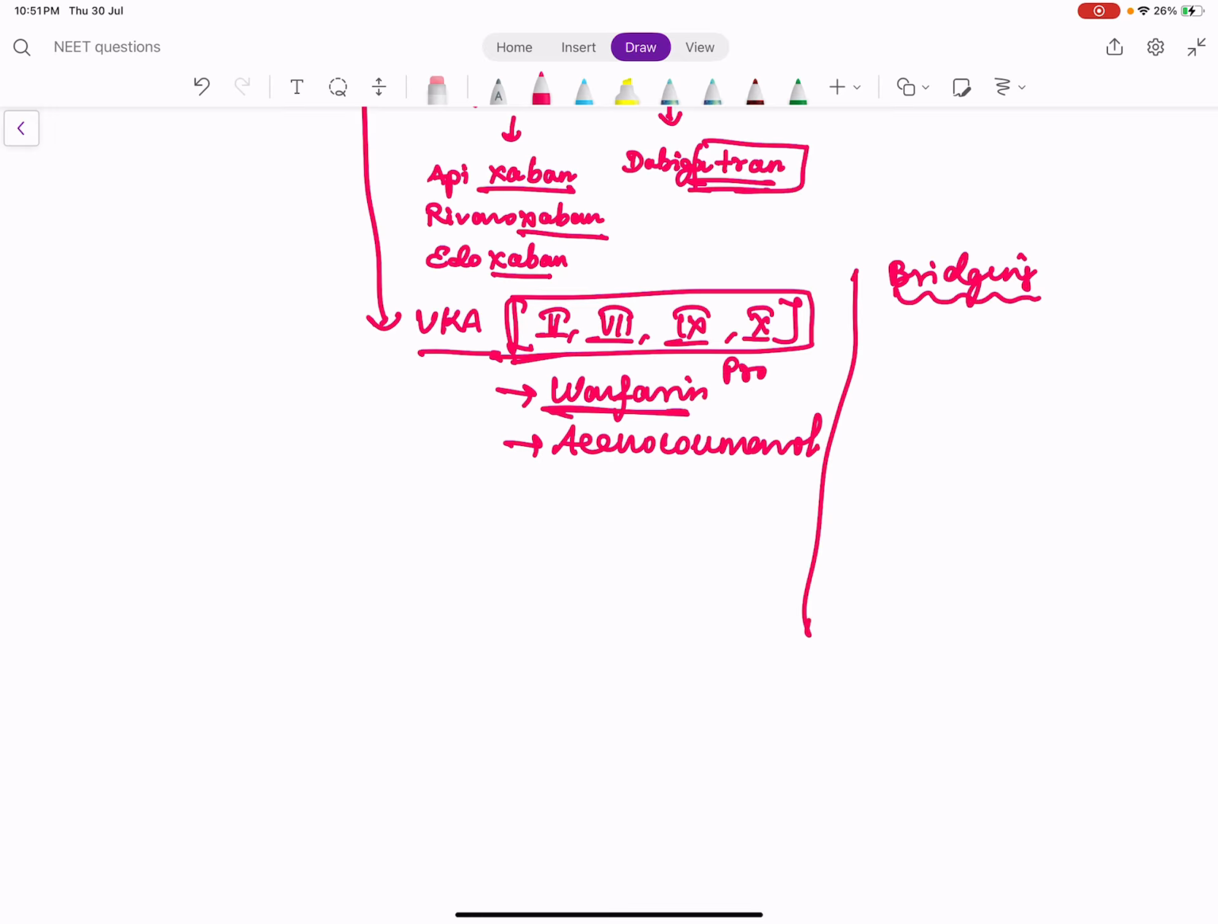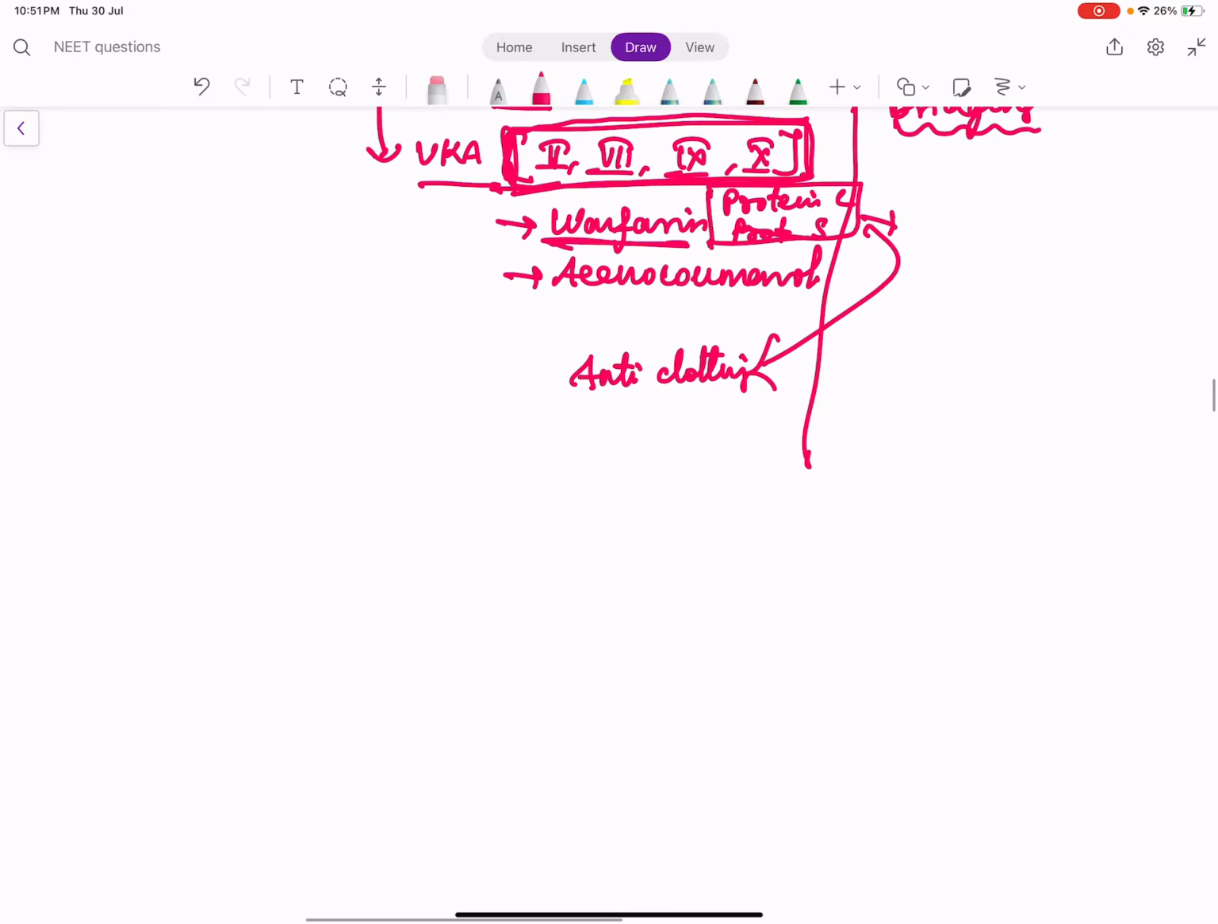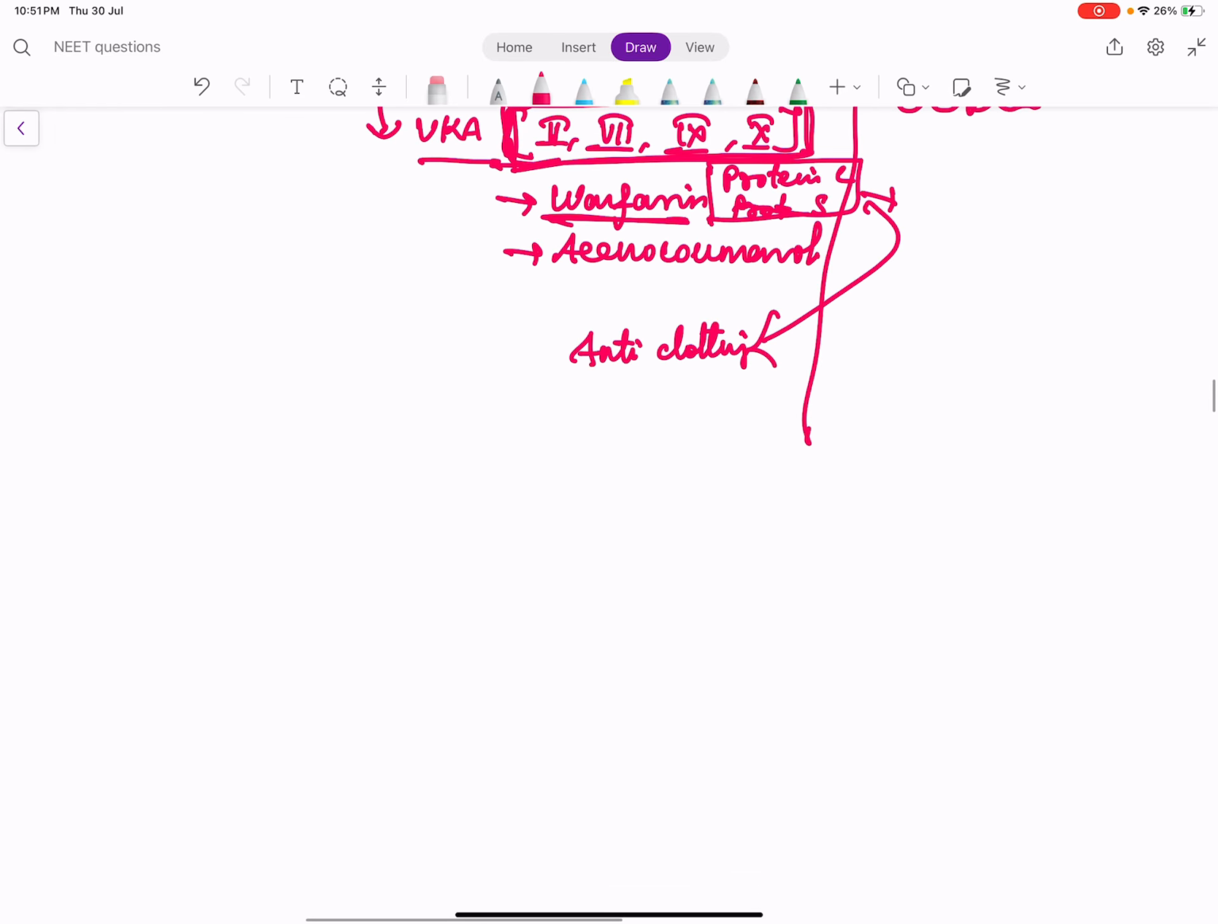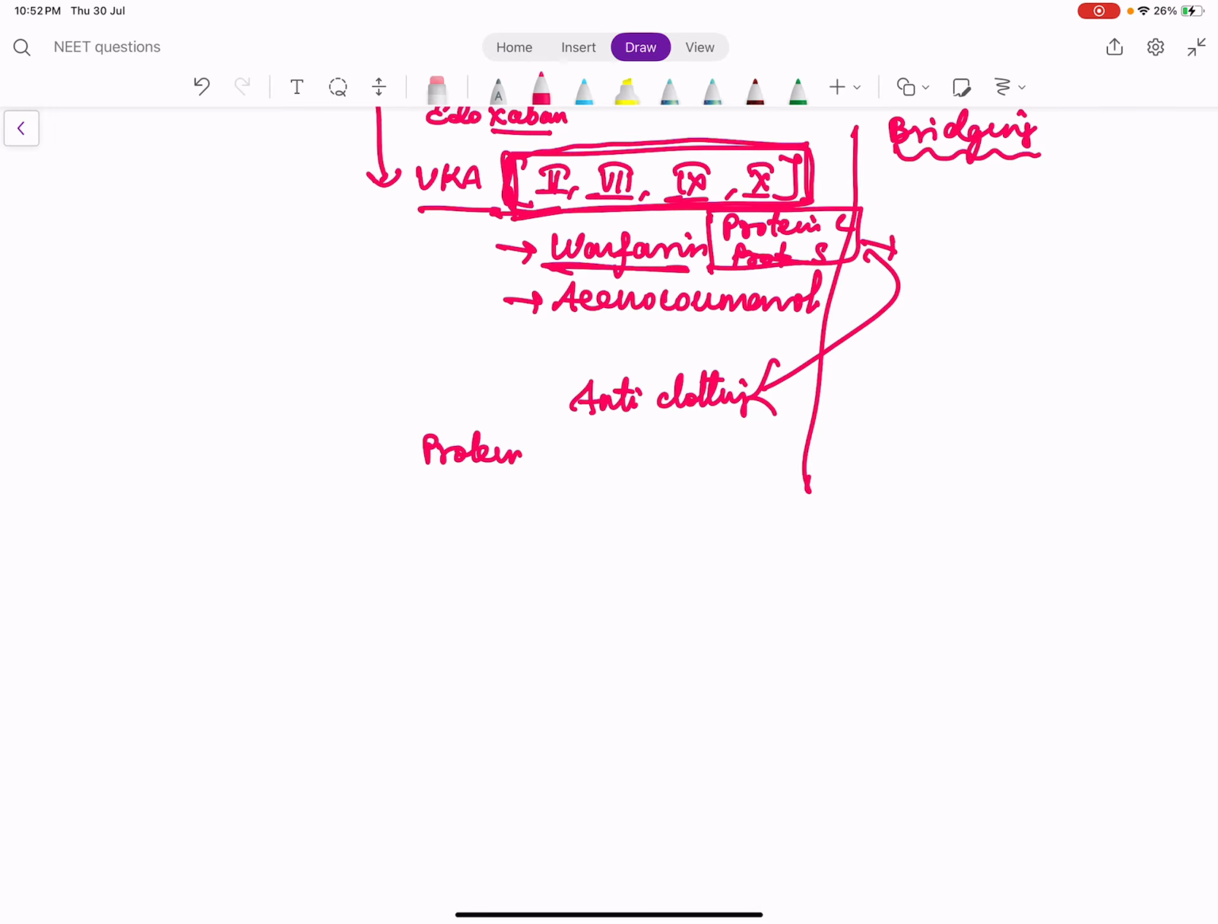Also it inhibits protein C and protein S. So 2, 7, 9 and 10 are proteins in clot formation. Protein C and protein S are anti-clotting factors. So actually clotting and anti-clotting both are inhibited. But what is the time duration? Protein C and protein S are inhibited initially. Factors 2, 7, 9 and 10 are inhibited later.